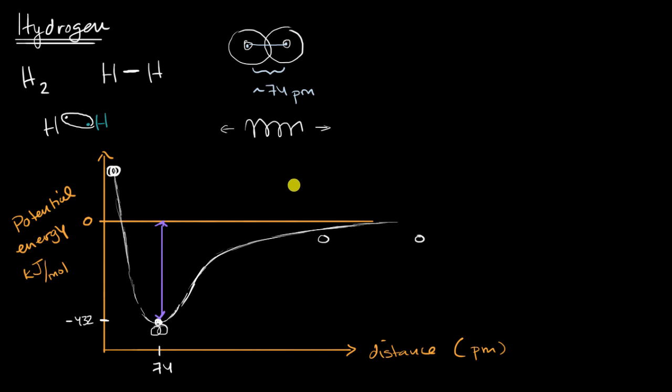And we'll see in future videos, the smaller the individual atoms and the higher the order of the bonds, so from a single bond to a double bond to a triple bond, the higher the bond energy you're going to be dealing with.